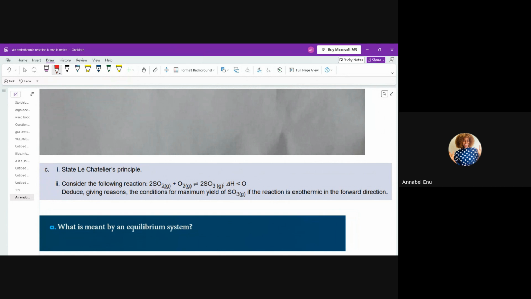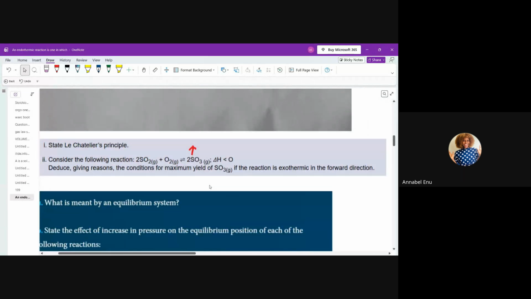We have this equation, and they said we should deduce, giving reasons, the condition for maximum yield of SO3. Okay, that is what we have here as our product. And they said the reaction is exothermic in the forward direction. So we are now given the direction our equation is going, so we would now focus on the conditions that favor that direction. We're going to be putting that into consideration.